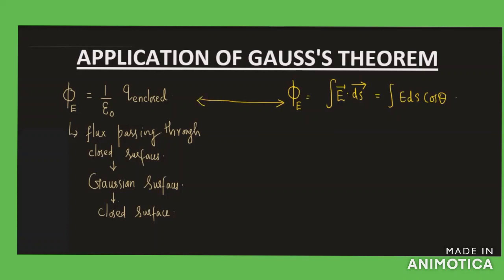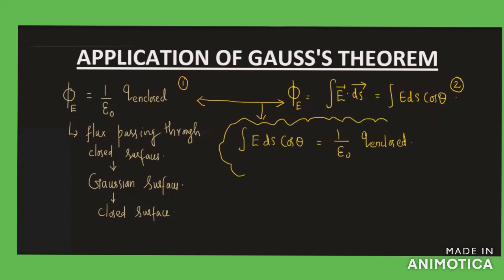Let's name the first equation as equation number 1. It is the equation that we get from Gauss theorem, and the second equation we can directly write from the definition. By combining these two equations, we can write integral E dS cos theta, or integral E dot dS, is equal to 1 by epsilon 0 Q enclosed, and this equation can be used to find out electric field due to different charge configurations.